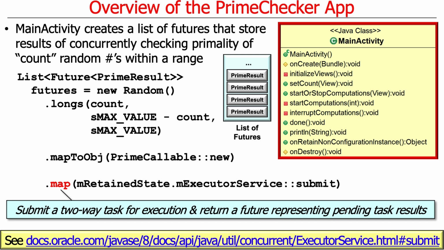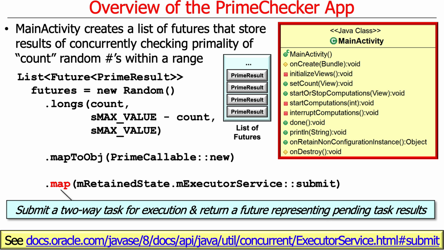And then we go ahead and take each of those PrimeCallables, which comes out of this operation in the stream, and we submit it to run with the ExecutorService. So that will take each PrimeCallable for every random number and submit it.